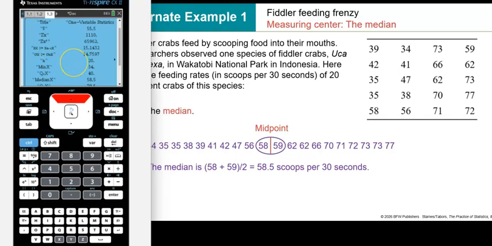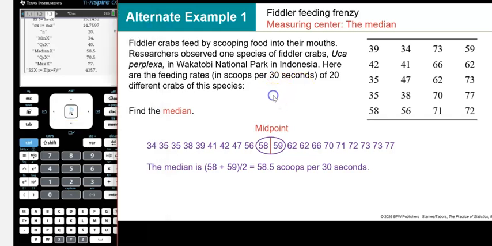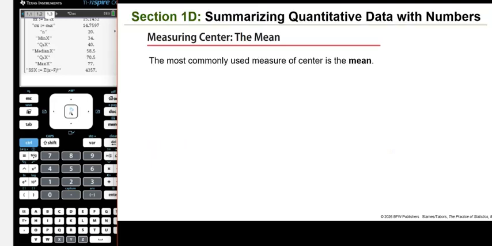Then it gives the five-number summary at the bottom. We use these five numbers in box plots later in the section. N is the number of terms, then the minimum, Q1, median, Q3, and max. So the median is indeed 58.5. It's just a different way of getting it, and I want you to know both ways. It does take a bit of time by hand if there are this many numbers, because you have to order all the numbers first.